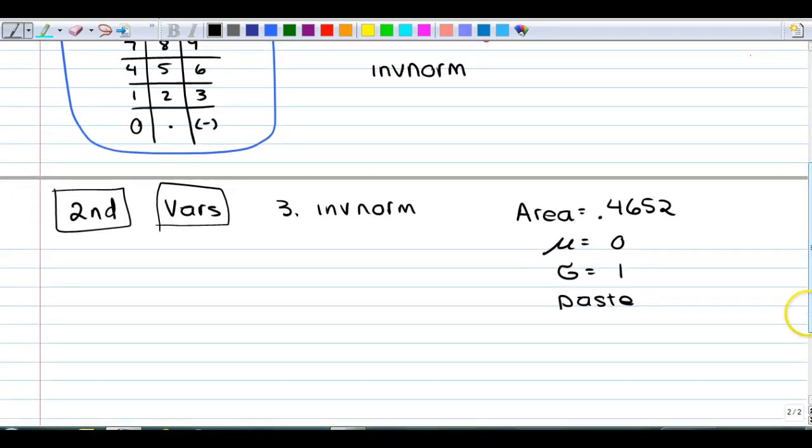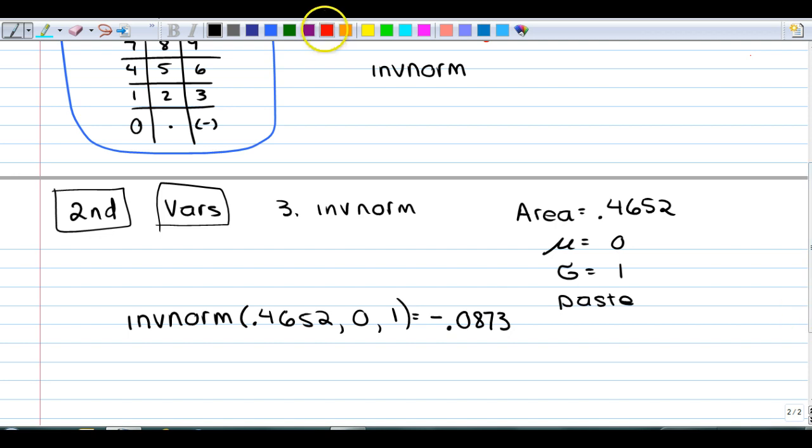If I'm on an old calculator, when I enter on the third choice, INVnorm, I'm back in the home screen, and I have to remember, I must tell it the area first, comma, the mean, comma, the standard deviation, in that order. And it will tell me that z-score was a negative 0.0873 if I round to the fourth decimal place.